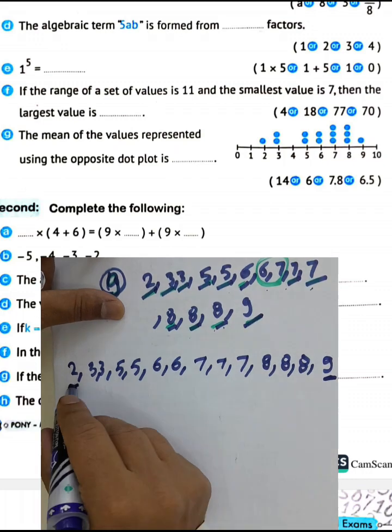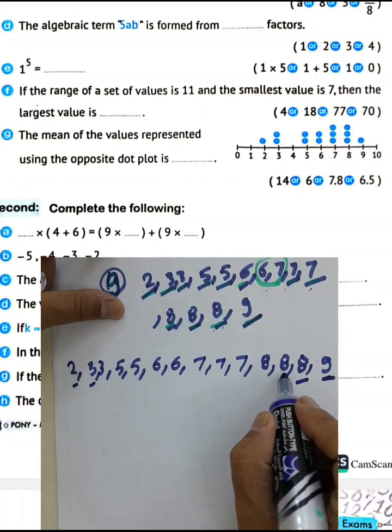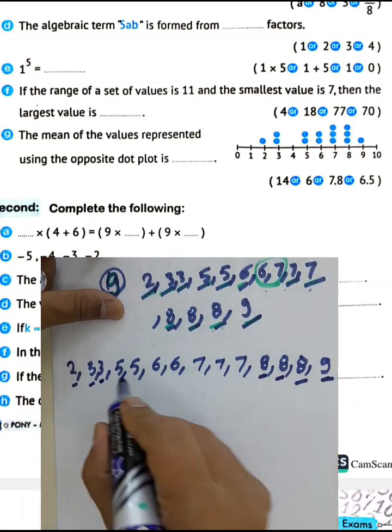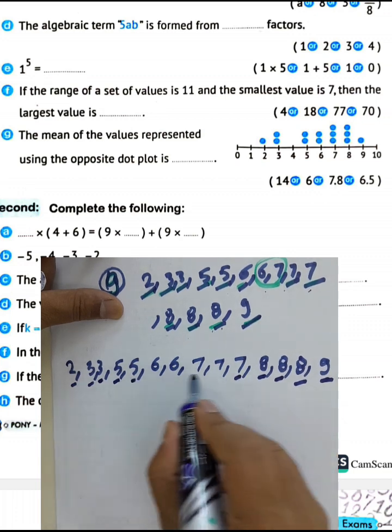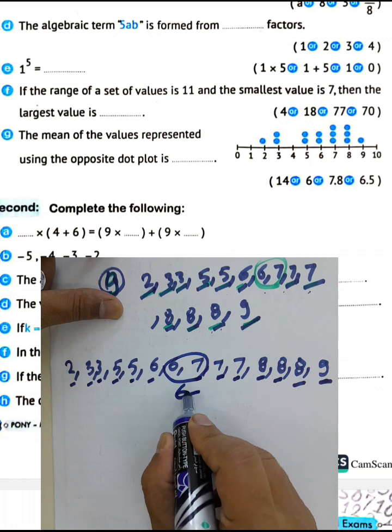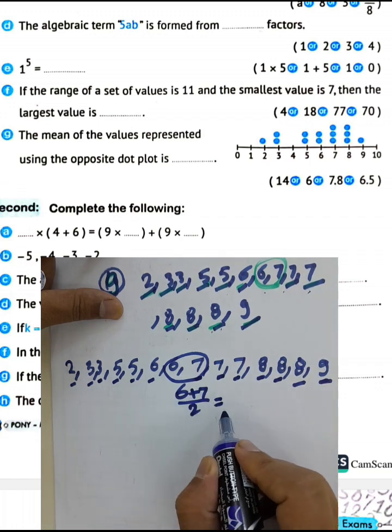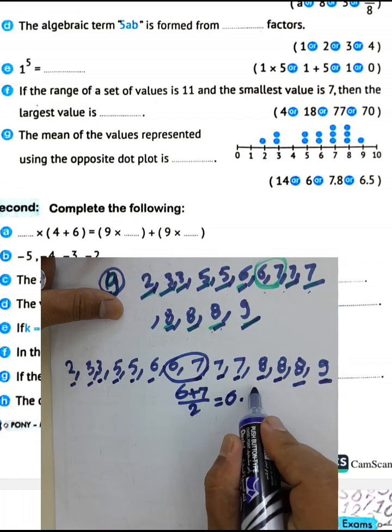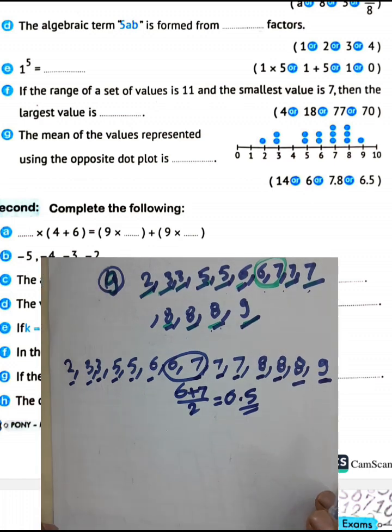Cancel 9 by 2, 8 by 3, 8 by 3, 8 by 5, 7 by 5, 7 by 6, 7 and 6, divided by 2. It will be 13 divided by 2, it will be 6.5. Okay, second question.